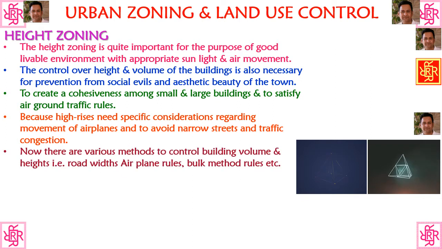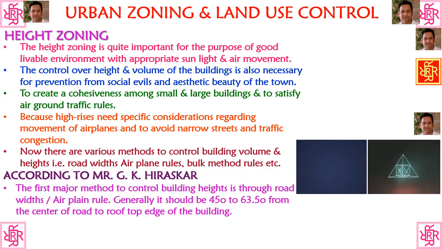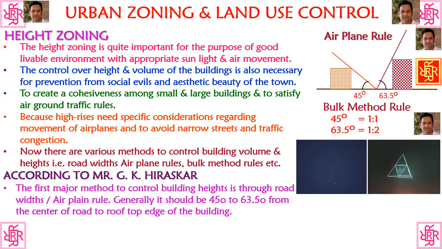Now, there are various methods to control building volume and heights, and that is through road widths or airplane rules or bulk method rules. According to Mr. G.K. Hiraskar in his book Town Planning, he writes, the first major method to control building heights is through road widths or the airplane rule. Generally, it should be 45 degrees to 63.5 degrees from the center of the road to the rooftop edge of the building. Here you can see the figure.